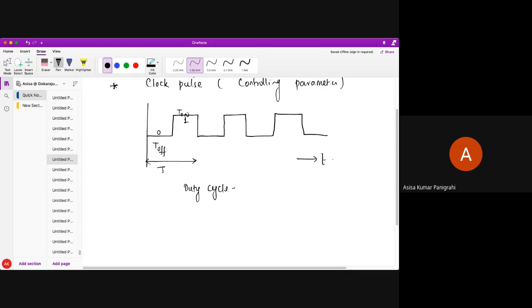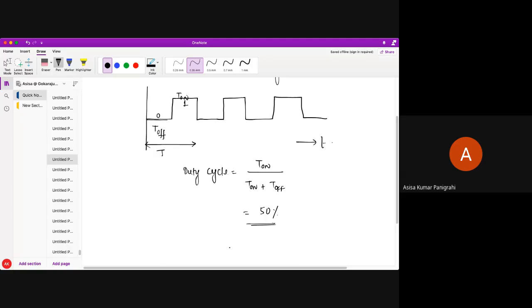The duty cycle of the clock is nothing else, t on divided by t on plus t off. So if it has exact t on and t off, it has a duty cycle of 50%. Okay, do you all understand, students? The clock pulse will tell about the flip-flop controlling parameter. I will discuss more about the clock pulse later on, don't worry.